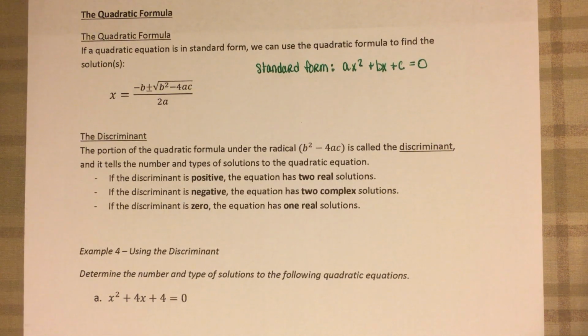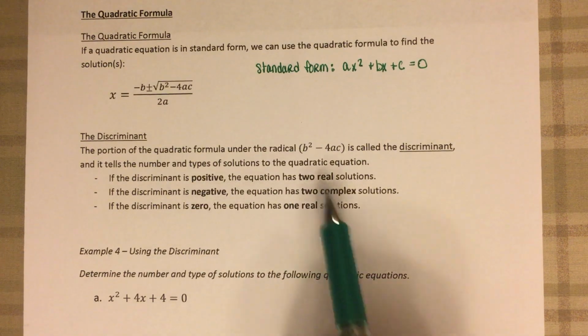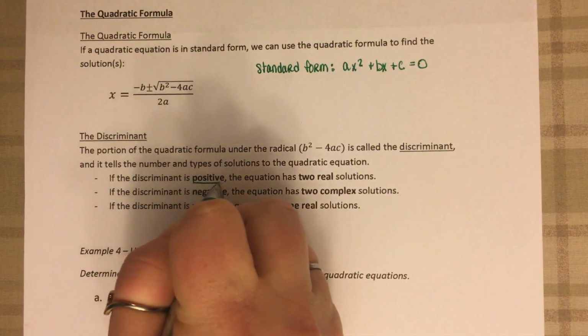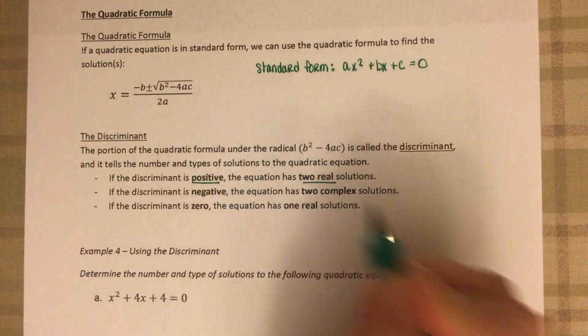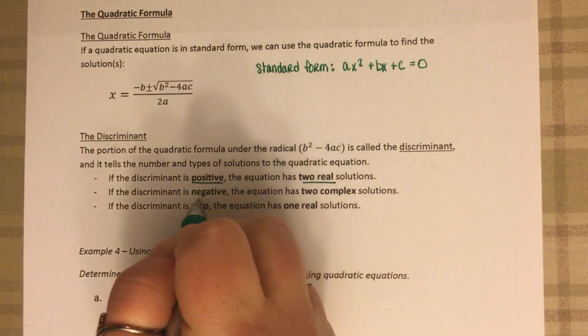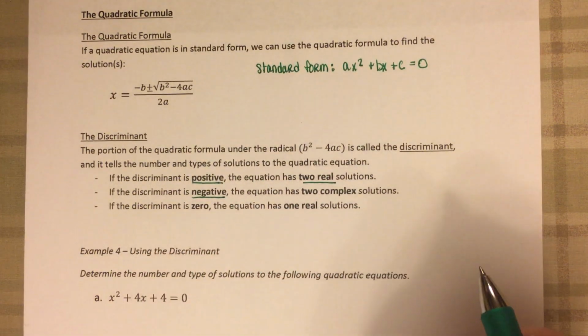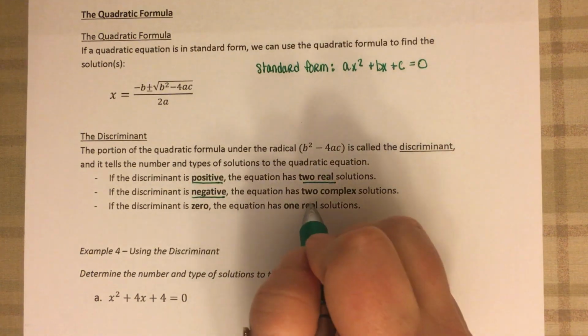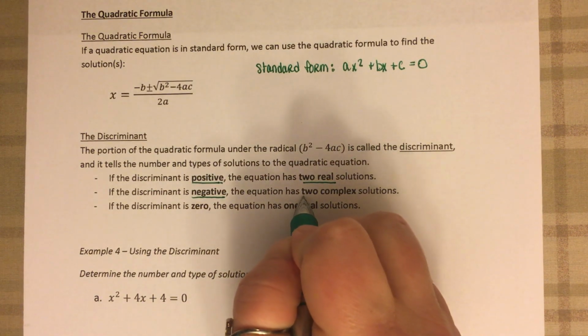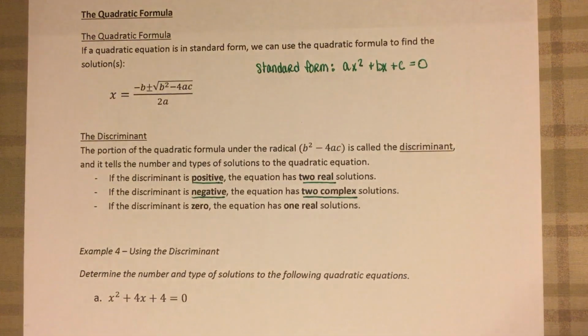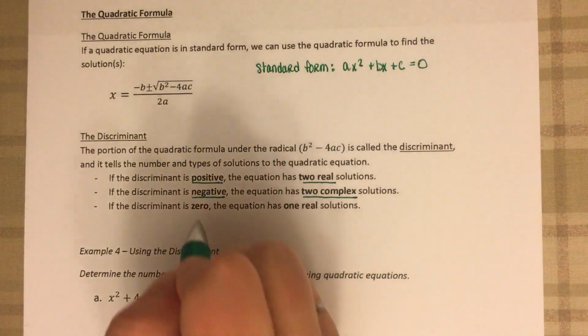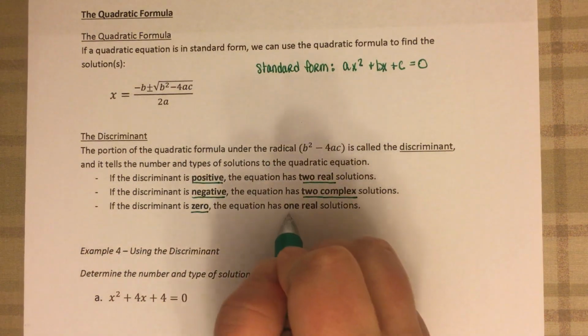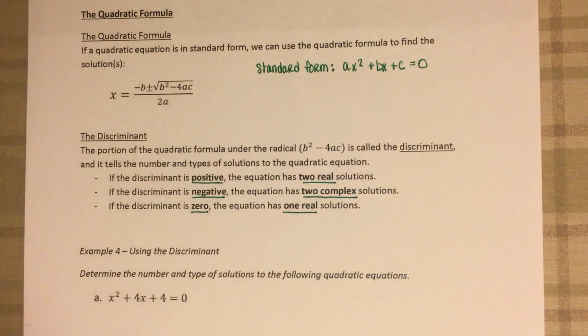So if that b squared minus 4ac is positive, then our equation has two real solutions. And so if we're positive, then we have two real solutions. If we end up with a negative, well, that means really we have a negative inside our square root, right? So if we have a negative, that means we have two non-real or two complex solutions. If our discriminant turns out to be 0, then our equation actually has exactly one real solution.